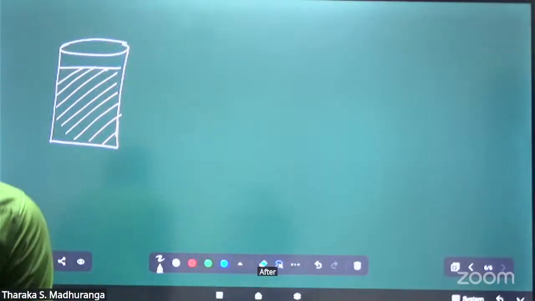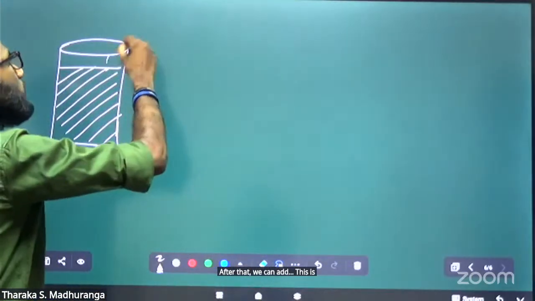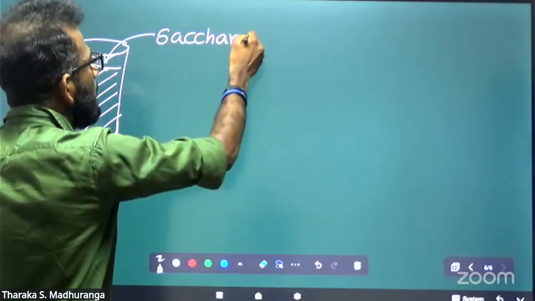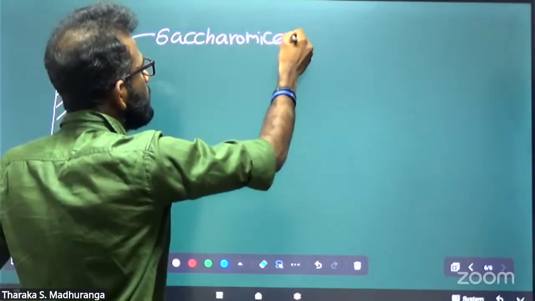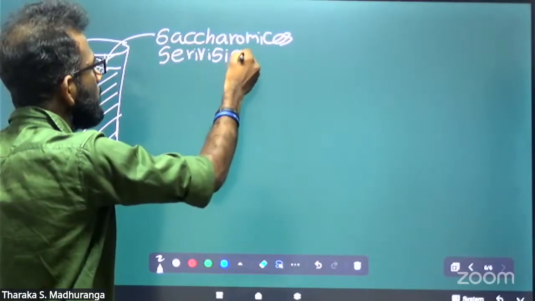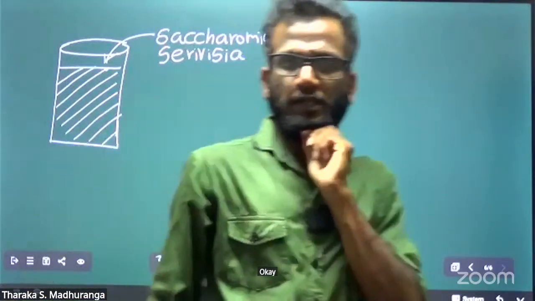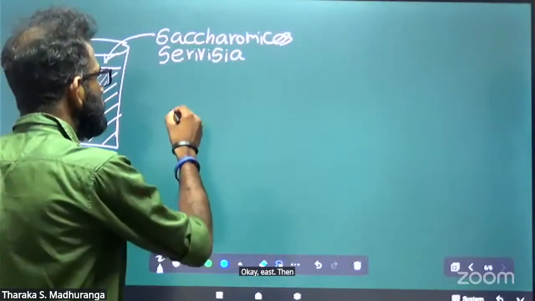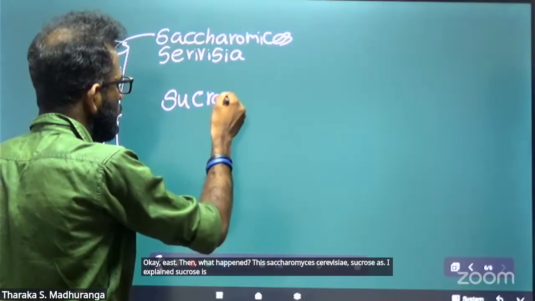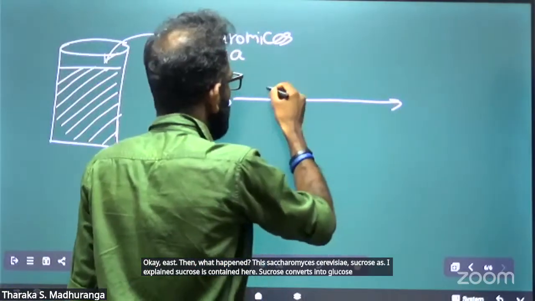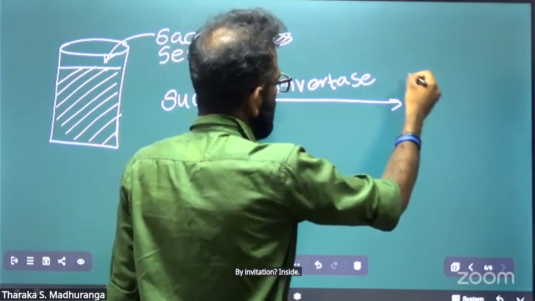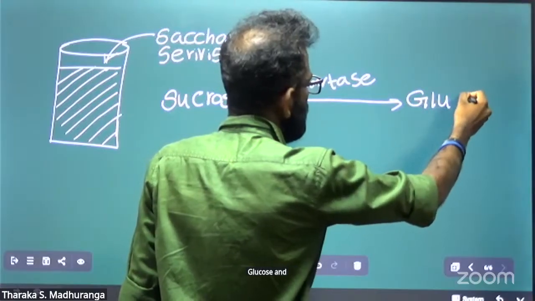After that, this is a very simple process, we can add Saccharomyces cerevisiae yeast. Okay, yeast. Then what happens? As I explained, sucrose is contained here. Sucrose is converted into glucose and fructose by the invertase enzyme.